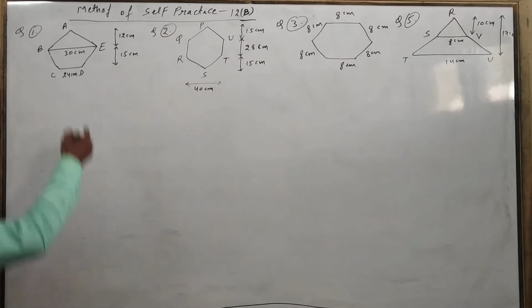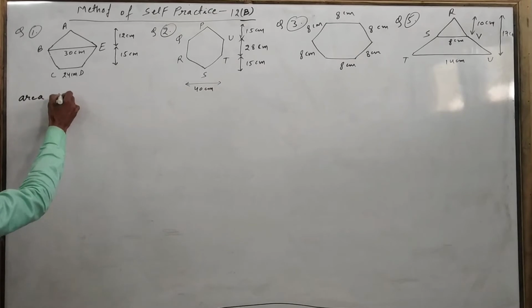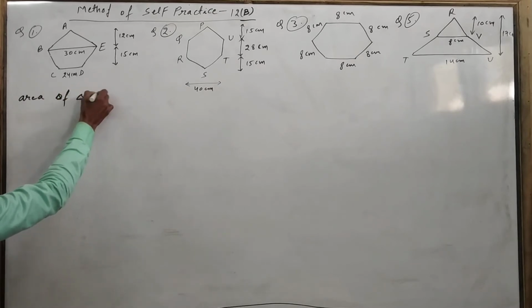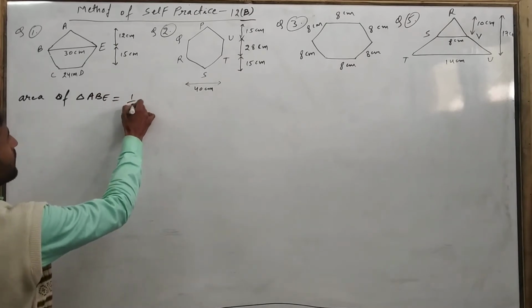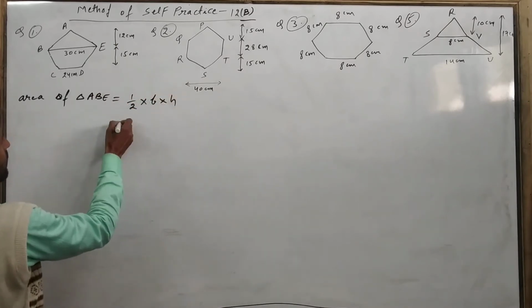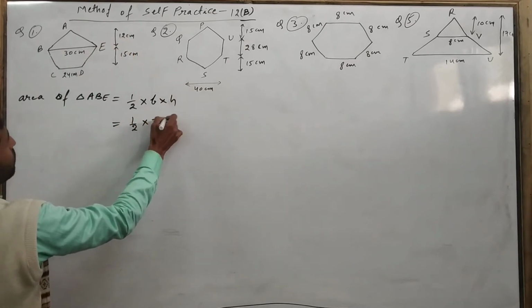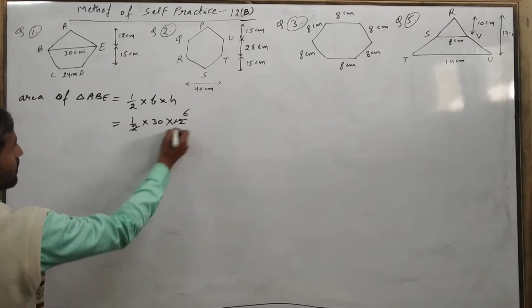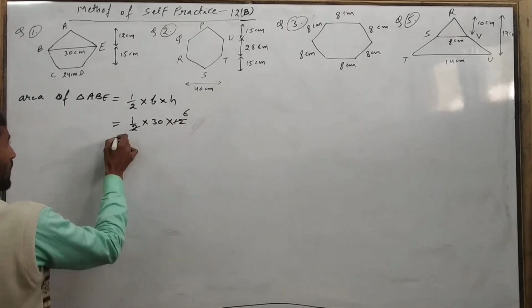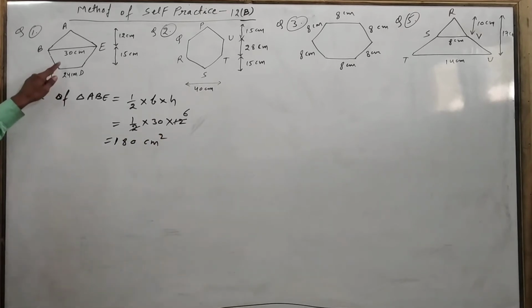Okay, so the upper part is a triangle. First of all, we have to find the area of triangle ABE. So we will use the formula half into base into height, half into b into h. And here the given base is 30 and height is 12. So half into 30 into 12. Now we will cancel out, it will come 6. 30 into 6, it will come 180 centimeter square.